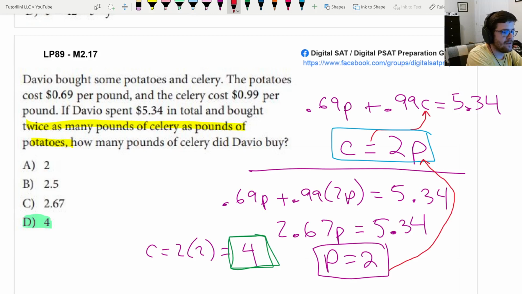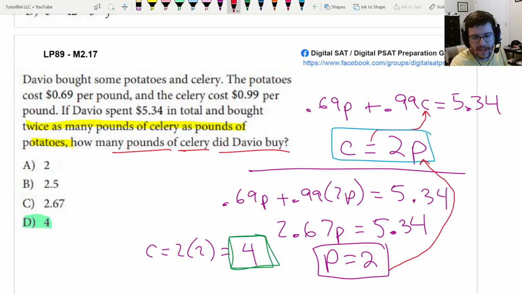So be very careful that you read what it's asking. Lots of people would have put 2 because they thought it was talking about potatoes and they were done. And let's see, 2.17 is D. Good job. We did it.